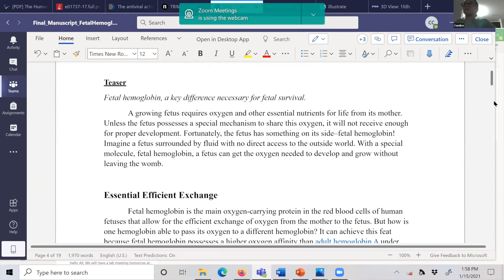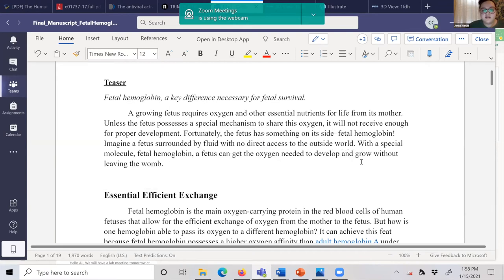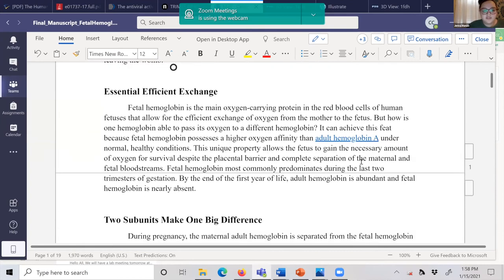So our teaser is: fetal hemoglobin, a key difference necessary for fetal survival. A growing fetus requires oxygen and other essential nutrients for life from its mother. Unless the fetus possesses a special mechanism to share this oxygen, it will not receive enough for proper development. Fortunately, the fetus has something on its side, fetal hemoglobin. Imagine a fetus surrounded by fluid with no direct access to the outside world. With a special molecule, fetal hemoglobin, a fetus can get the oxygen needed to develop and grow without leaving the womb. Essential efficient exchange. Fetal hemoglobin is the main oxygen-carrying protein in the red blood cells of human fetuses that allows for the efficient exchange of oxygen from the mother to the fetus.